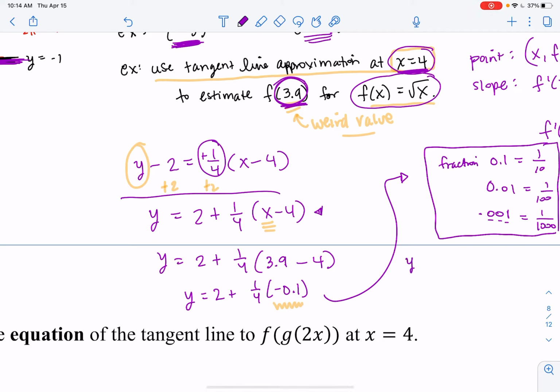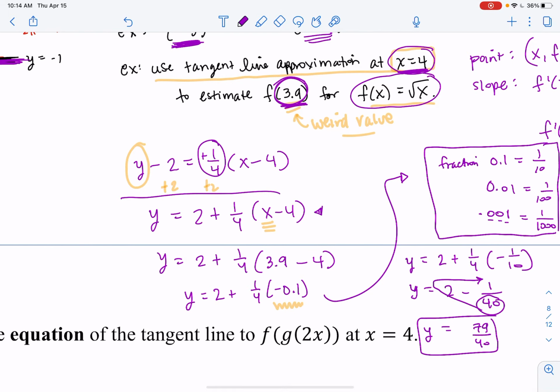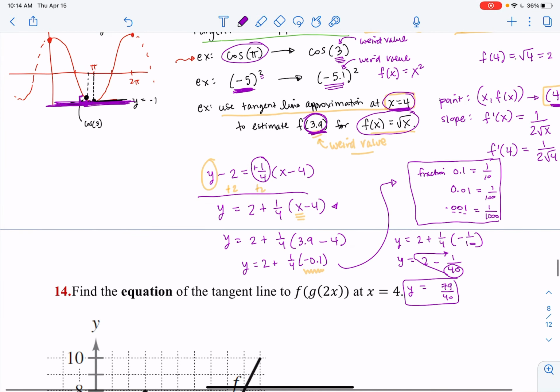So if I'm rewriting this, I have y equals 2 plus 1/4 times negative 1/10, and then from there I can simply multiply across. 1 times negative 1 is negative 1, 4 times 10 is 40, and so I have y equals 2 minus 1/40th. And I'll do the fraction trick. 40 times 2 is 80, minus 1 is 79 over 40, and that's our approximate y value. So another way you could write it is f of 3.9 is approximately 79 over 40, and that would be your final answer.